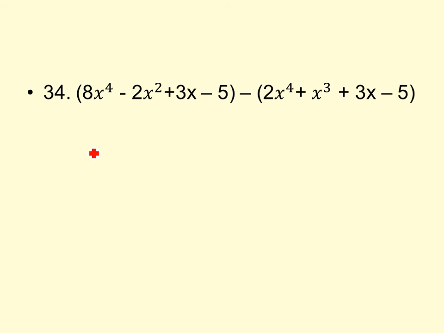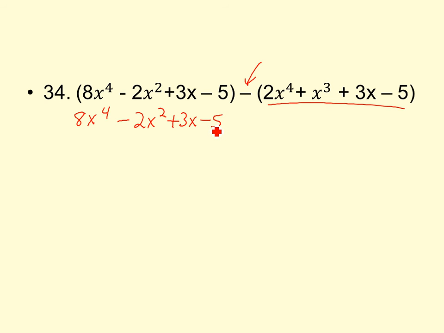34, the last one. They give us this, and they want you to simplify it. The first thing you're going to have to do to simplify it is get rid of the parentheses. Main thing here when you're getting rid of the parentheses, if you have a minus in front of that second set of parentheses, that means you got to do the opposite, or change the sign of everything inside there. The first set of parentheses, nothing's going to change. So it's just going to be 8x to the fourth minus 2x squared plus 3x minus 5. That all stayed the same.